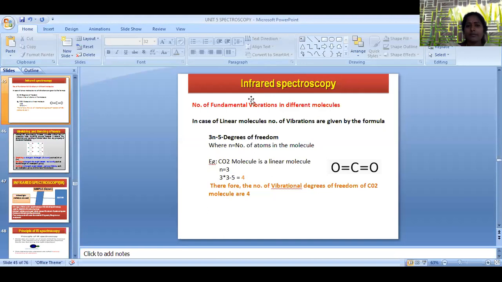So in this way, 4 vibrational degrees of freedom are available for this carbon dioxide molecule. In this way, we can determine whether the molecule is linear or non-linear. This is another application of IR spectroscopy. Okay, so it is also possible to determine whether the molecule is a linear molecule or a non-linear molecule.